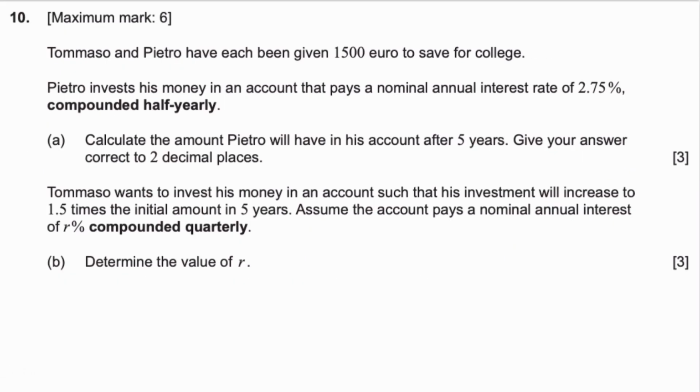Number 10. Tommaso and Pietro have each been given 1,500 euros to save for college. Pietro invests his money in an account that pays a nominal annual interest rate of 2.75% compounded half yearly. Calculate the amount Pietro will have in his account after 5 years. Give your answer correct to 2 decimal places.